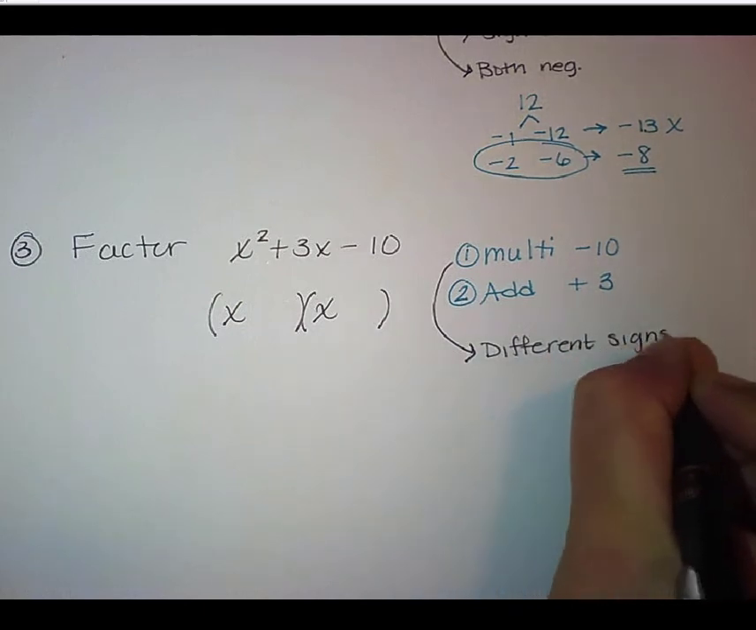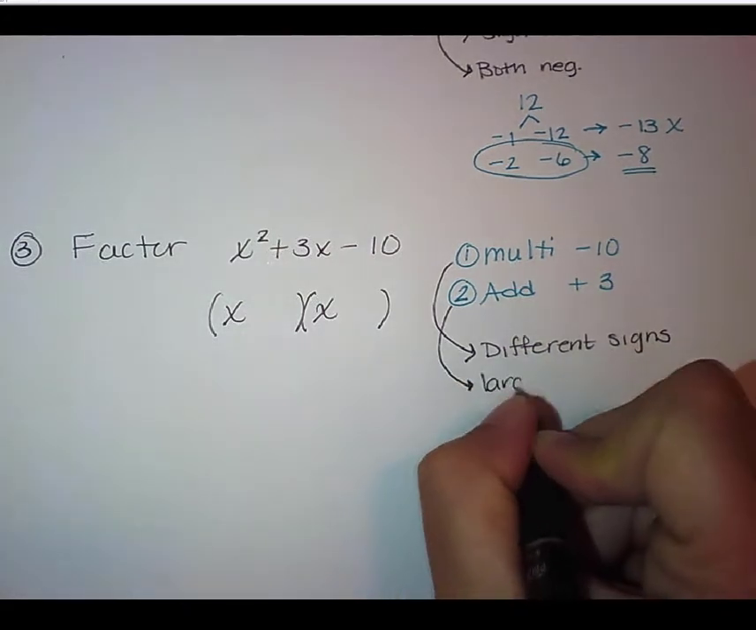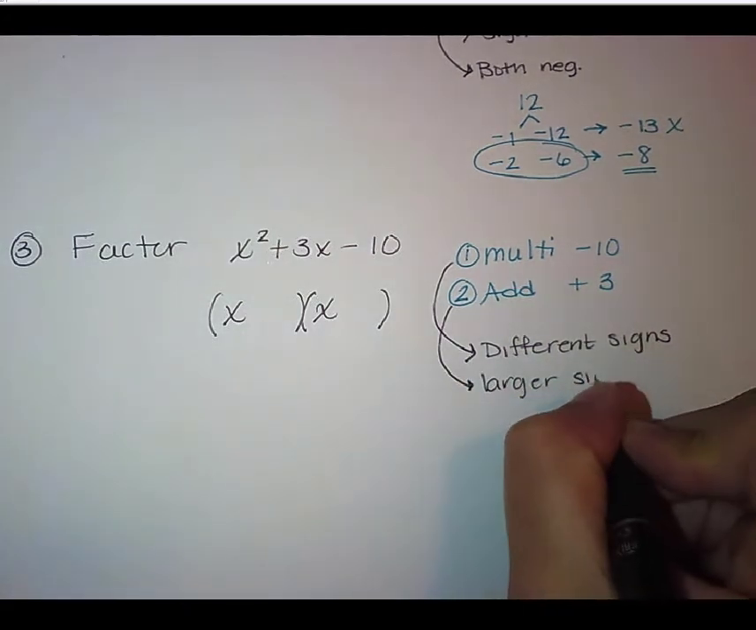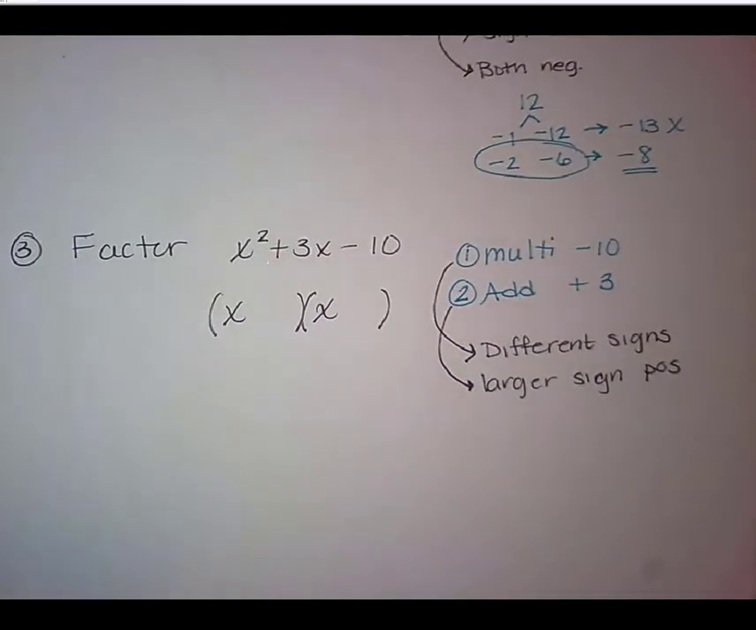And this guy, he's going to tell you that the larger sign, in this case, is positive. Because if I have opposite signs, one's positive and one's negative, and I want them to add up to a positive number, then remember I subtract and take the sign of the larger number. So I have to have the larger number be positive so that my 3 is positive.